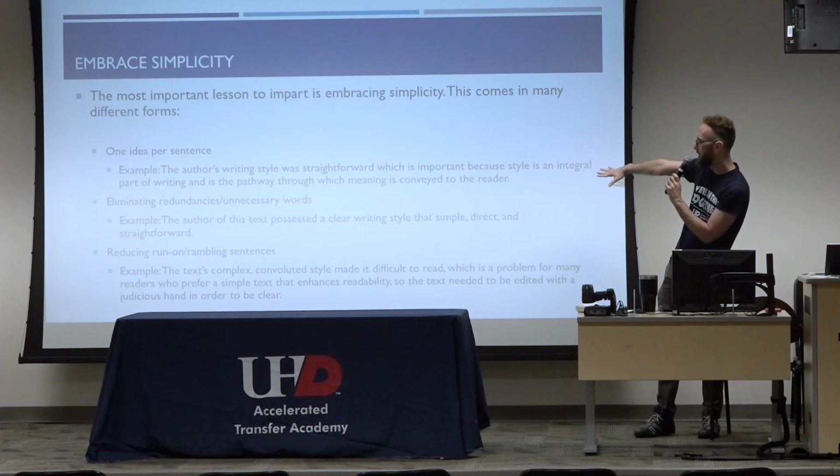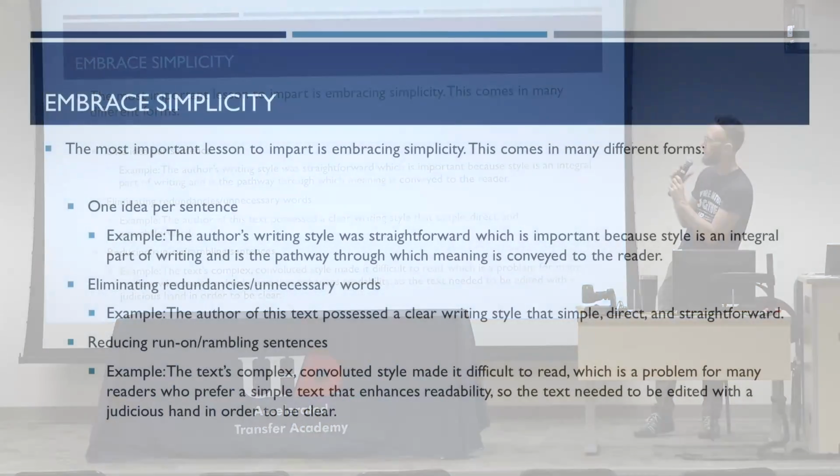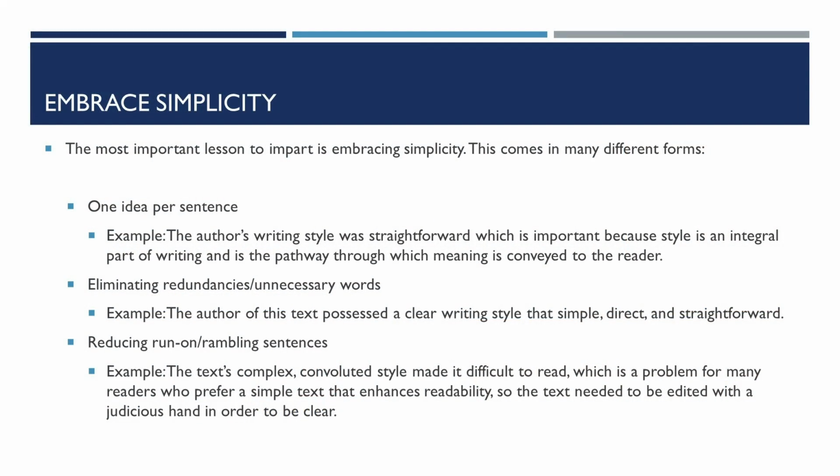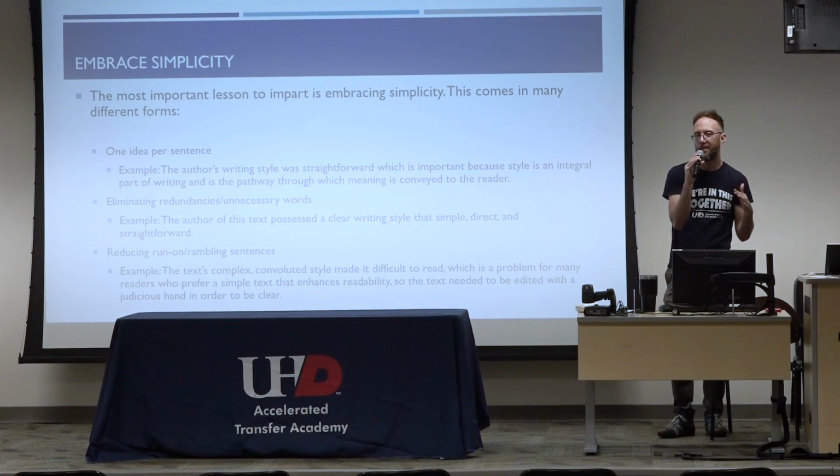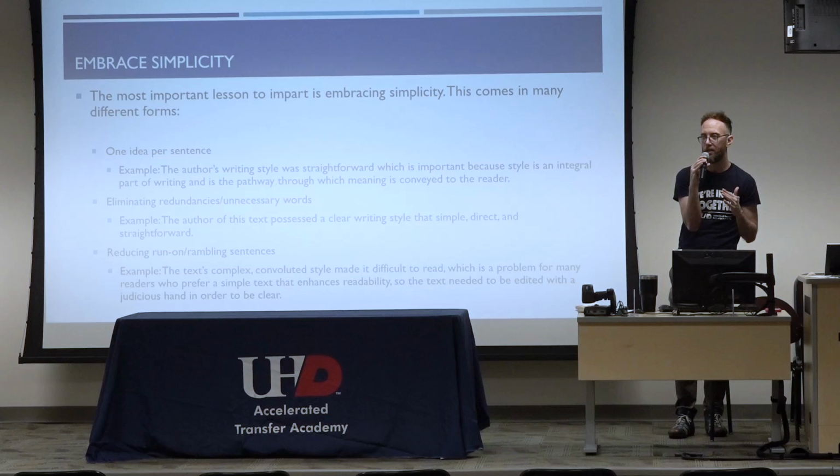So here I have another overwritten sentence. "The author's writing style was straightforward, which is important because style is an integral part of writing and is the pathway through which meaning is conveyed to the reader." How would you correct this sentence, or what are some of the problems with this particular sentence? Again, grammatically okay.